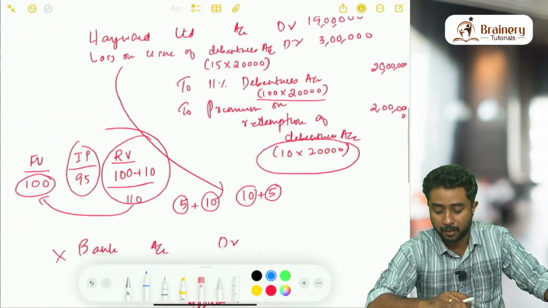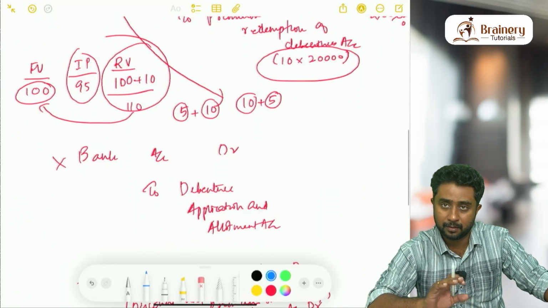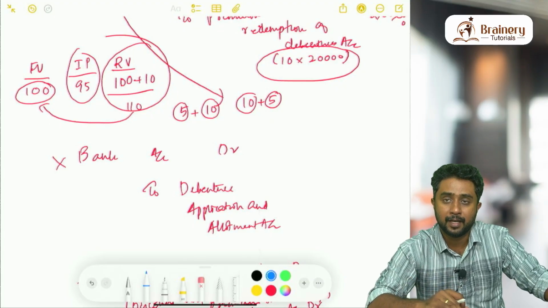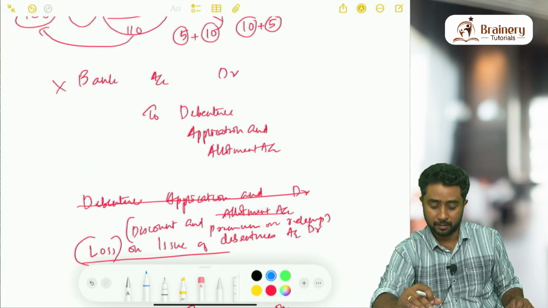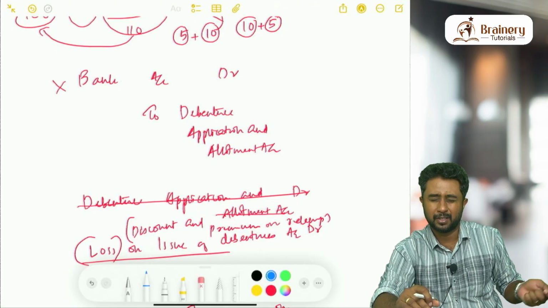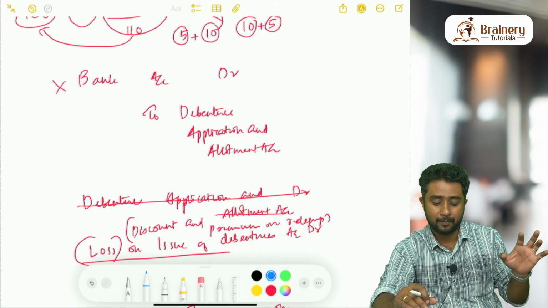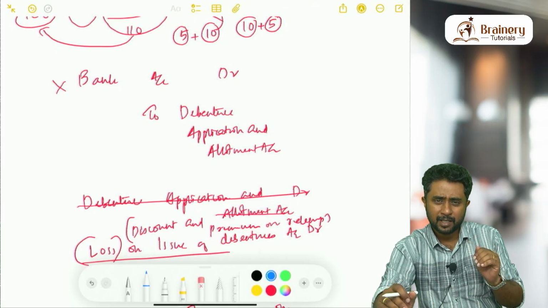So they are talking about these debentures being redeemed at a 10% premium. That means they are talking about redeemable cases of debentures. When a debenture is going to be redeemed at a premium, first we discussed what the normal entries are.